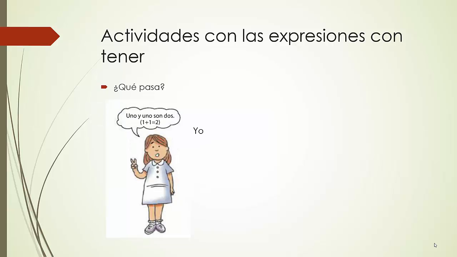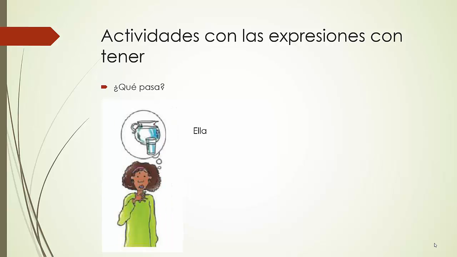Próximo. ¿Qué pasa? This little girl knows that 1 + 1 is 2. She's a little old for that to be her only lesson. But you got to conjugate tener with yo, and then you've got to say that she's right. So yo tengo razón. Próximo. She's dreaming about that vase of water.